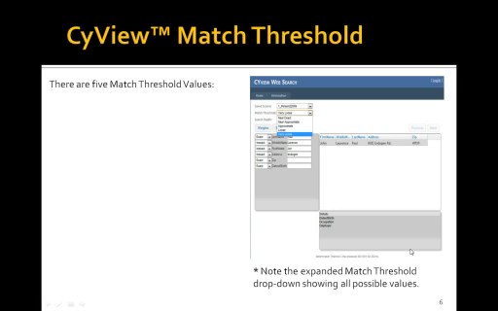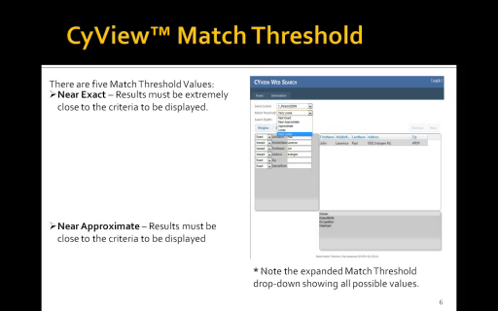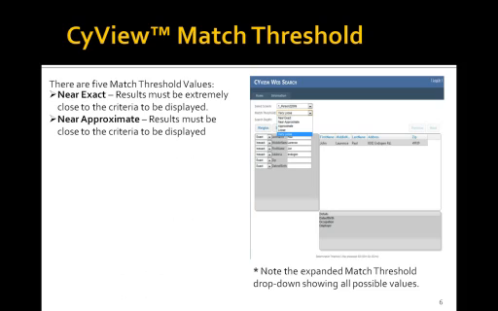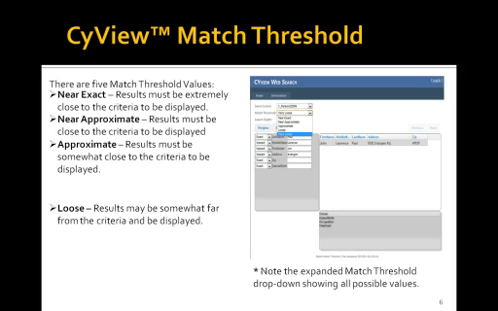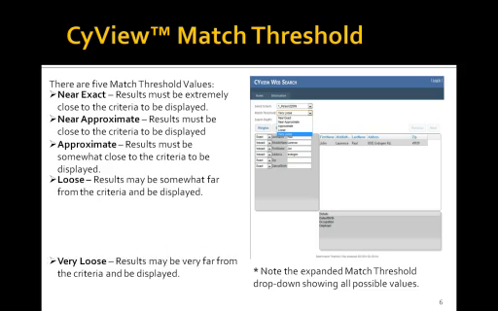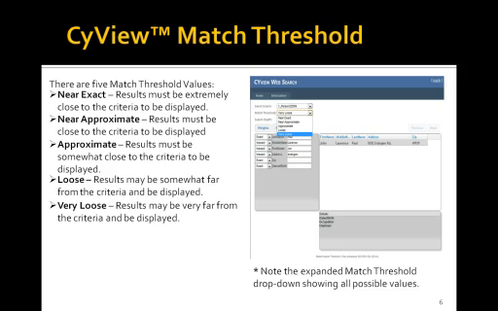CyView comes with the ability to configure how closely the results match the search criteria for them to be displayed. This can be set by the developer at build time or by the user at runtime. Near exact, the results must be extremely close to the criterion to be displayed. Near approximate, they must be close to the criteria to be displayed. Approximate, the results must be somewhat close to the criterion to be displayed. Loose, somewhat far away from the criteria. And finally, very loose, the results may be very far off from the criteria and still be displayed.